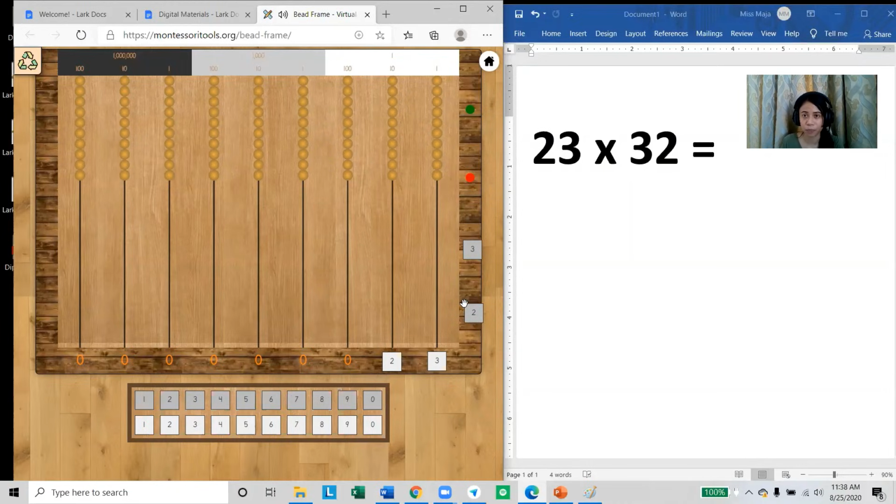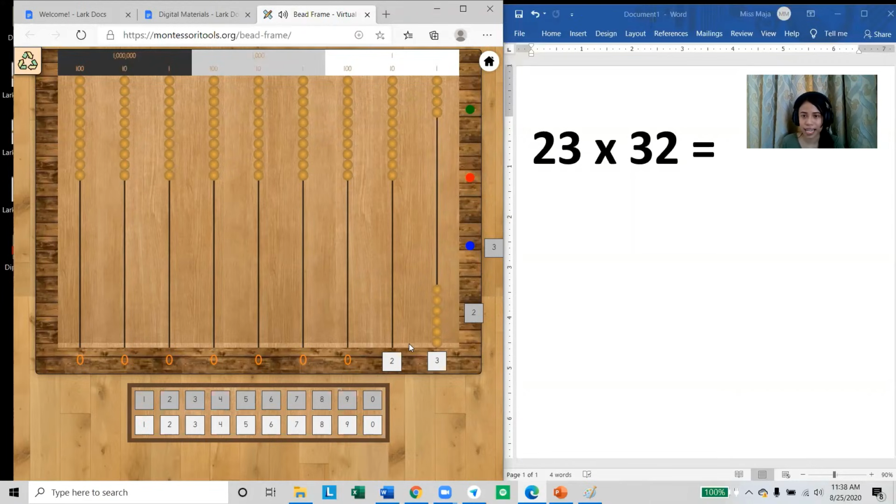Now let's start multiplying, but the first thing that we have to multiply is the unit of my multiplier. So I'm going to bring down the 3 tens because we won't use that right now. So it says here that we have to use the first line for the unit. So 3 times 2 is equal to 6. So I'm going to bring down 6 beads. 1, 2, 3, 4, 5, and then 6.